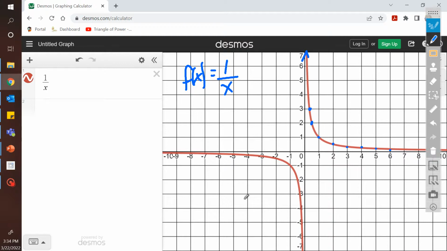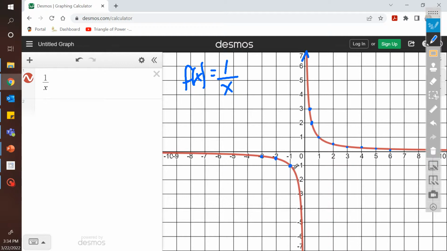Now the negatives actually work in the same way. If you plug in really large negative numbers, then this graph gets closer and closer to 0. This becomes a smaller and smaller negative. So if you plug in -1, you get -1. You plug in -2, you get -1/2. You plug in -3, you get -1/3. So this just gets closer and closer to 0. Same thing is happening over here.